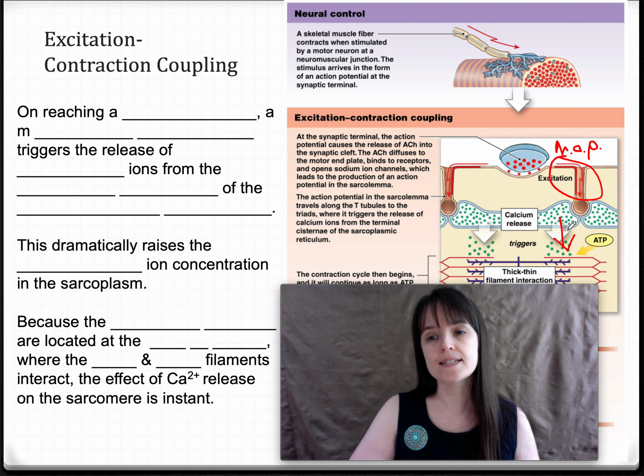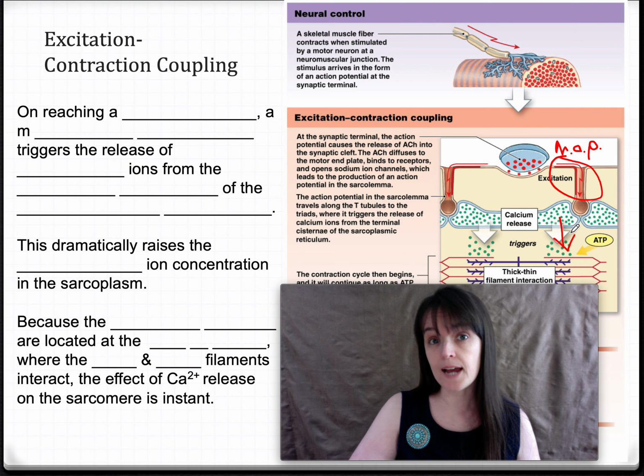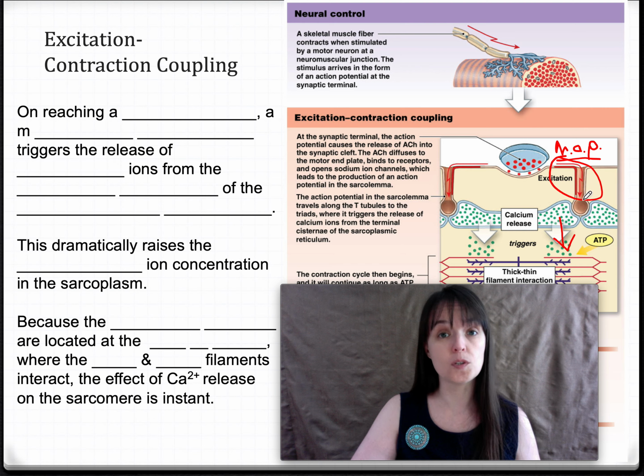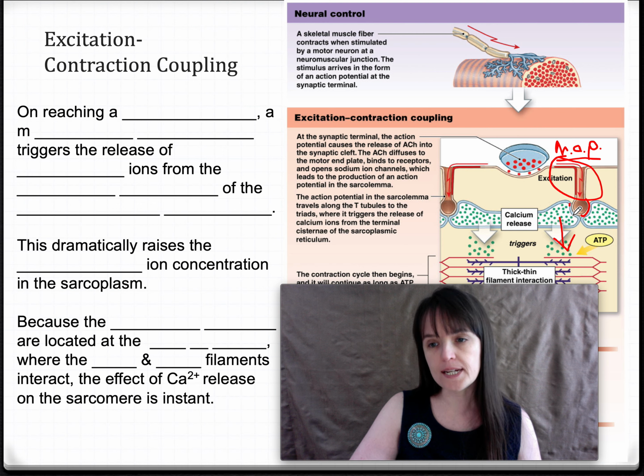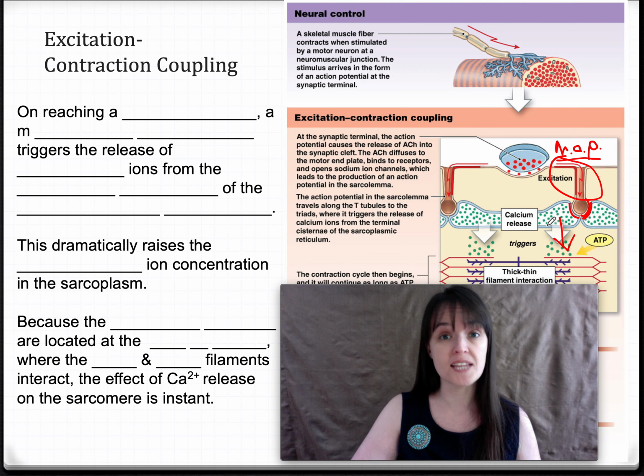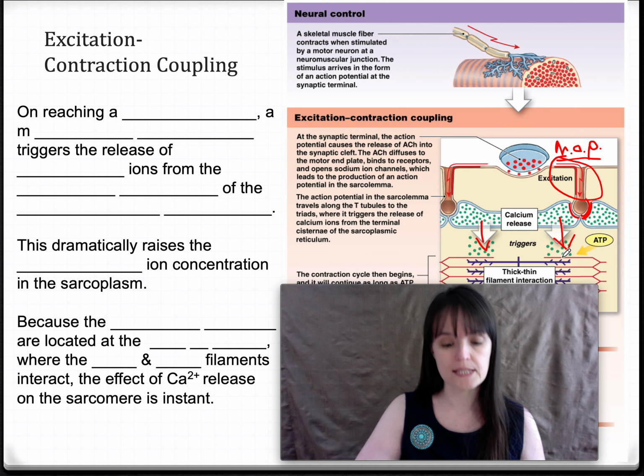And it has voltage-gated calcium ion channels. And this muscle action potential is a change in voltage. It is an electrical activity. And so when this change in voltage reaches the membrane of the terminal cisternae, which is the two ends of the sarcoplasmic reticulum, that opens those calcium ion channels and calcium is released.